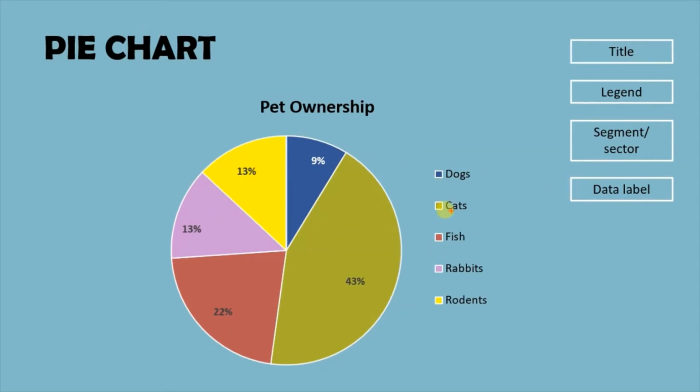In addition to that, you need to add data labels to your pie chart to make it easier for others to know what is the percentage for each slice.